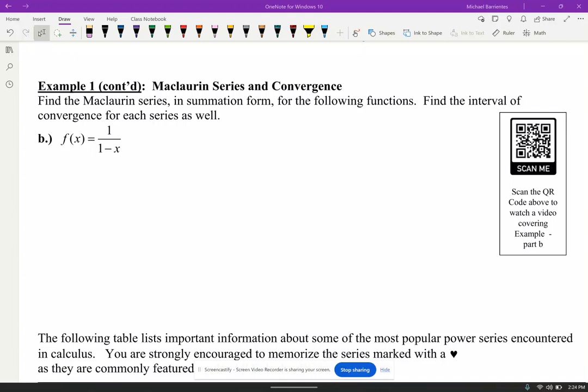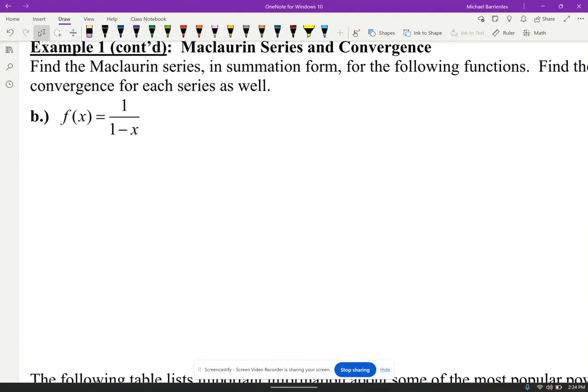Hello, good people. Welcome to video number 2 here of the Taylor series, Maclaurin series, and building series that are equivalent to maybe not so nice functions. And here's a not so nice function. I have a rational function, 1 over 1 minus x. We're going to build a Maclaurin series for 1 over 1 minus x. Let's see what that looks like.